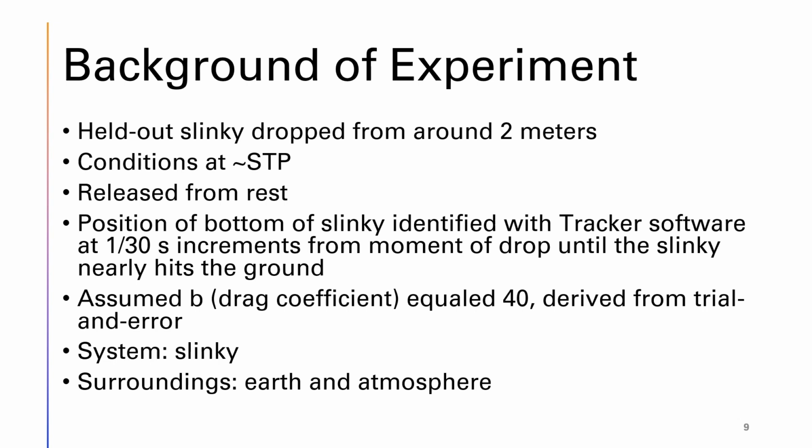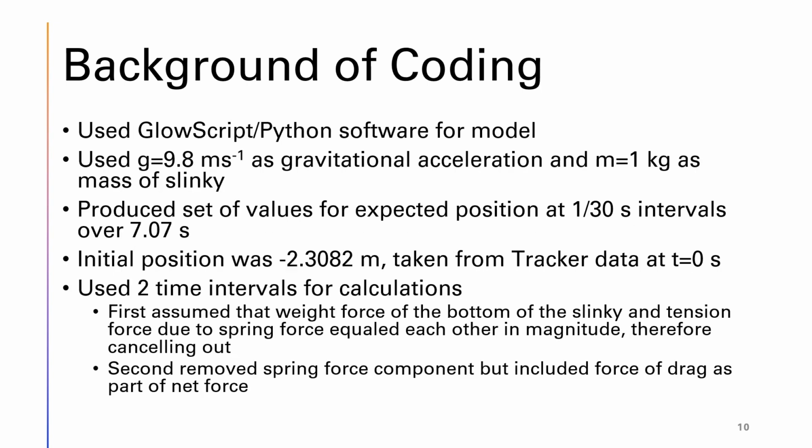I used Python to model the position of the slinky, and I had 9.8 meters per second squared as the gravitational acceleration and 1 kilogram as the mass of the slinky. This produced a set of values for expected position at 1/30 second intervals over 7.7 seconds. The initial position was negative 2.082 meters, which was taken from Tracker data at t equals 0 seconds.